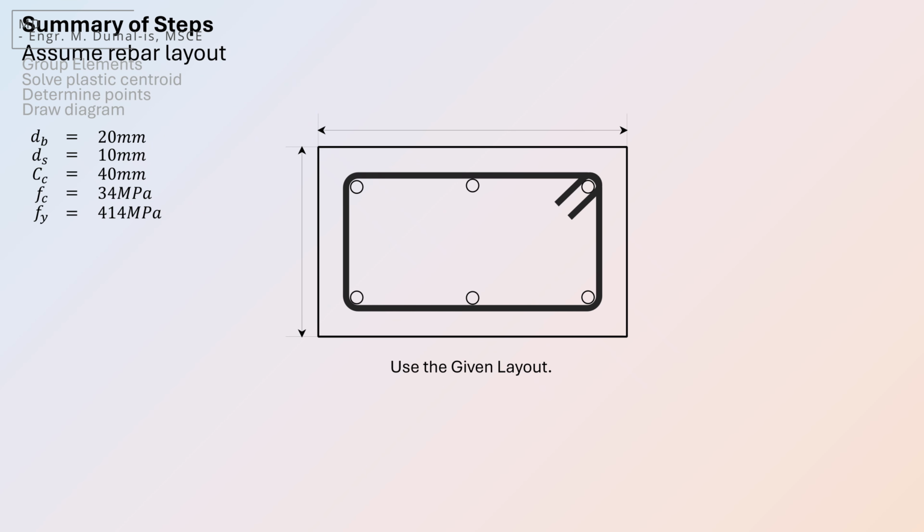Since the first step is to assume a rebar layout, let's talk about that. In most cases, we're given only the bare section, no reinforcement yet. It's up to us to propose a favorable rebar arrangement based on how the section is expected to behave under stress. But in this example, the layout is already provided. So instead of assuming, we'll use the given layout and proceed to check whether it performs well.